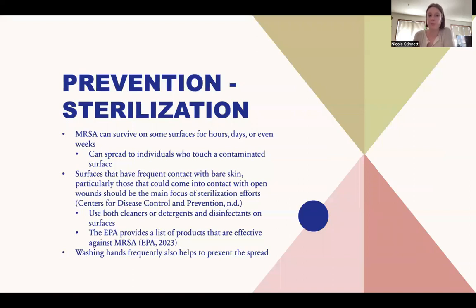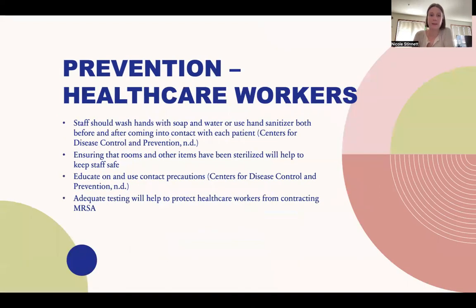The EPA provides a list of products that are effective against MRSA, and then obviously washing hands frequently will help prevent the spread. So in healthcare workers, staff should wash hands with soap and water or use hand sanitizer both before and after coming into contact with each patient. Ensuring that rooms and other items have been sterilized will also help to keep the staff safe. And then educating on and using contact precautions in healthcare settings will help slow the spread. And then always the testing of healthcare workers will help prevent MRSA from spreading.